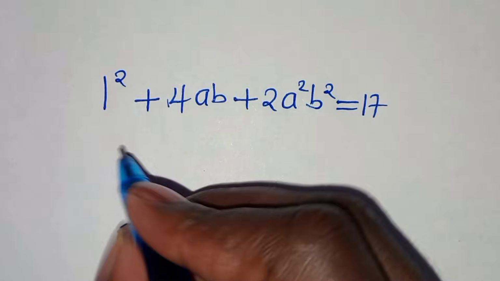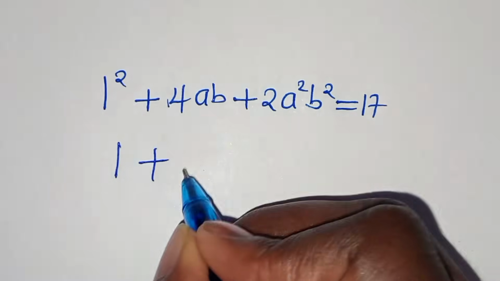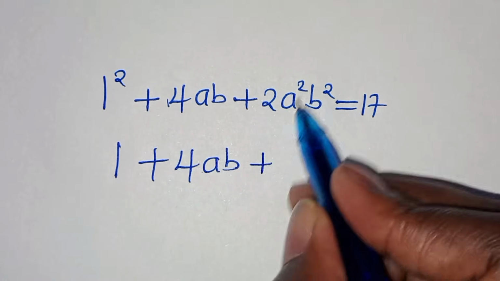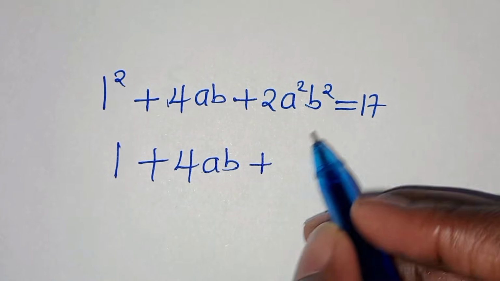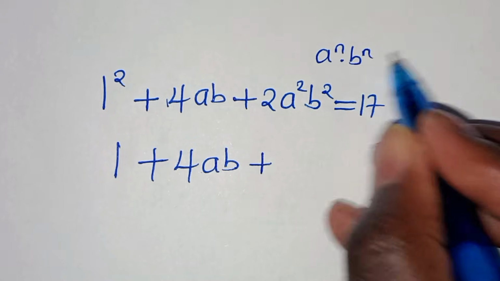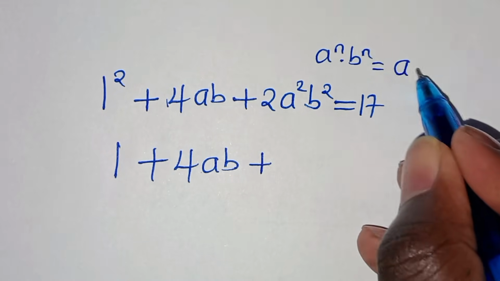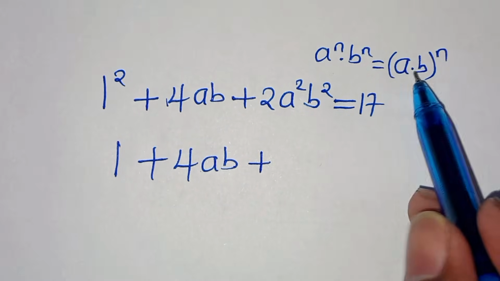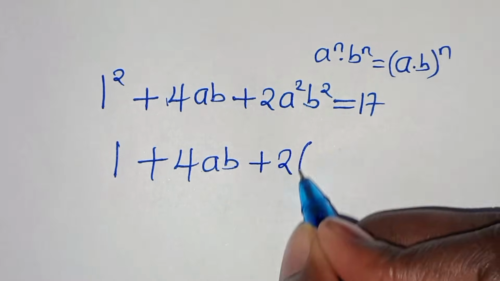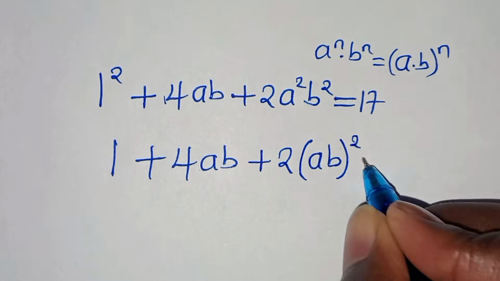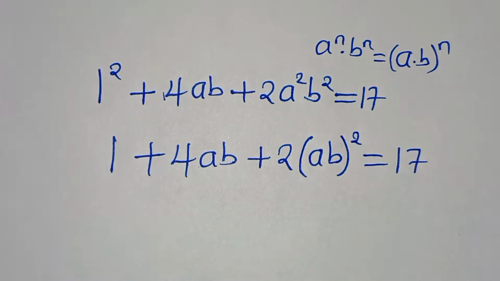So we have 1 squared, this is 1, plus 4ab plus, now we can express 2a squared b squared. Remember, this is in the form of a raised to the power of n times b to the power of n, which we can express as (a times b) raised to the power of n. So let's apply this property so that we have 2 into the parentheses, this is (ab) squared. This is equal to 17.